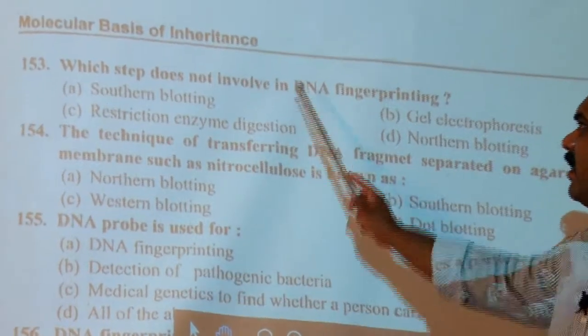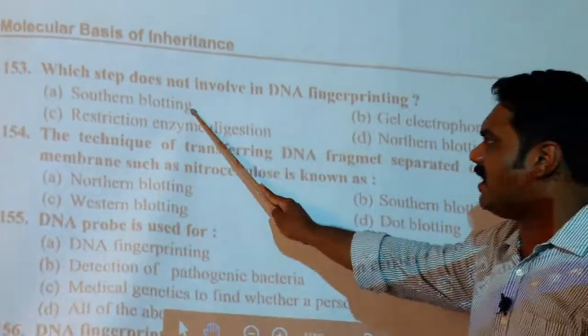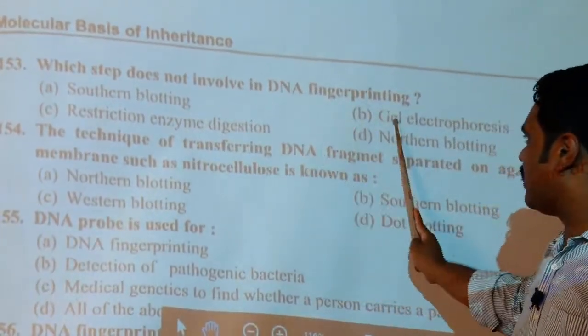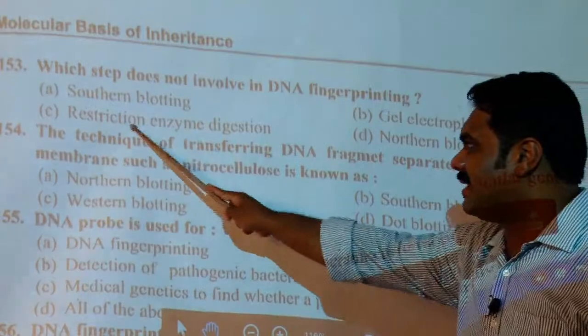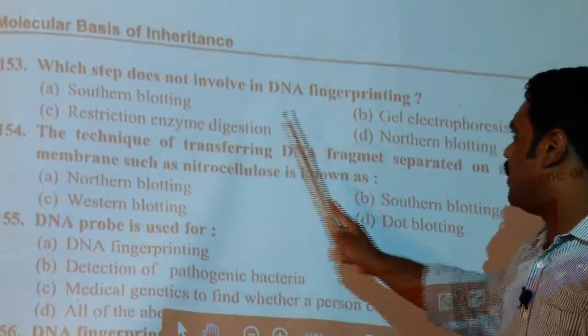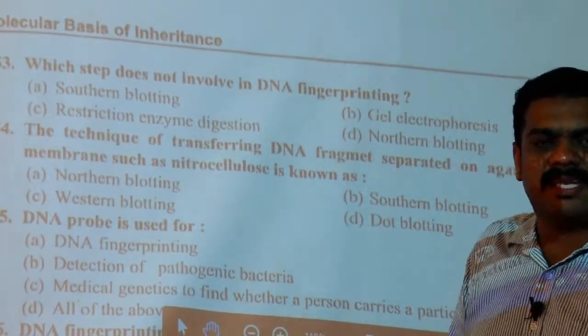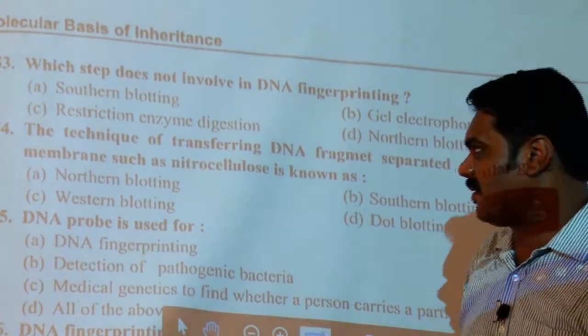Which step is not involved in DNA fingerprinting? Southern blotting is there? Yes. Electrophoresis is there? Yes. Restriction enzyme digestion is there? Yes. Northern blotting is there? No. In this process, northern blotting is not there.